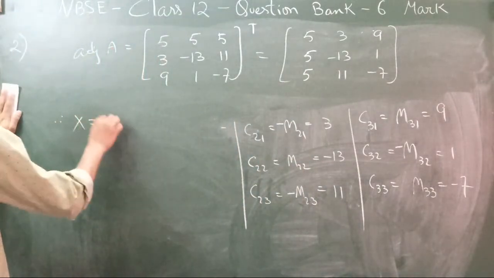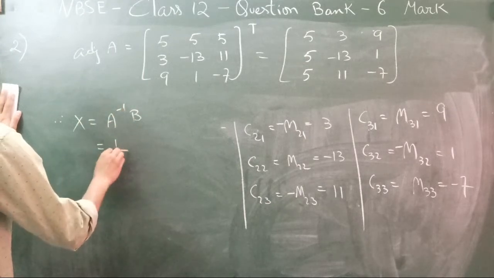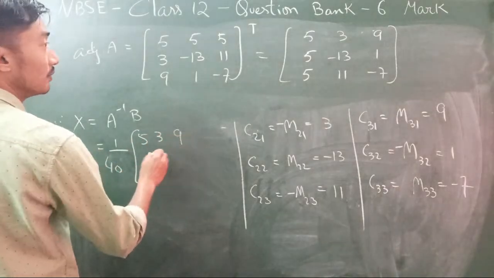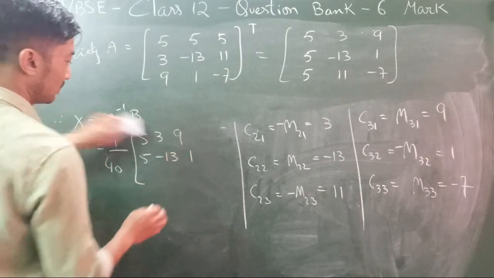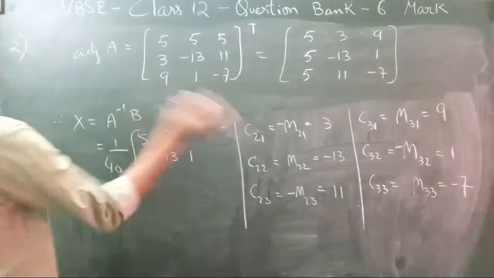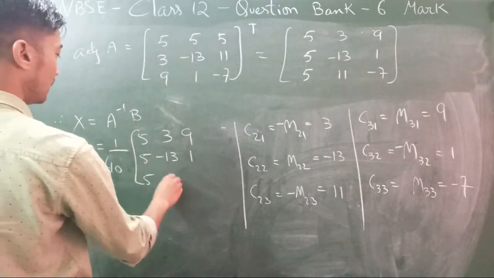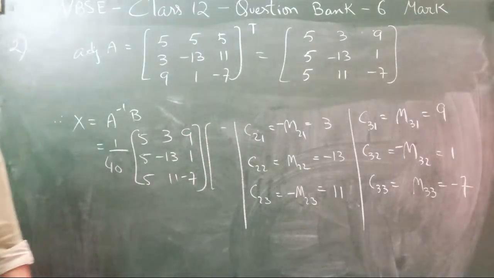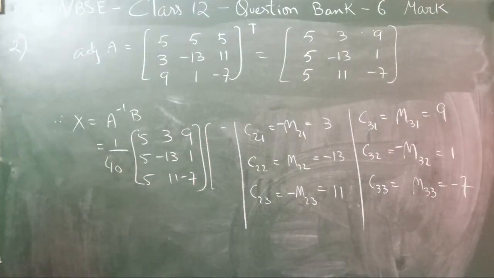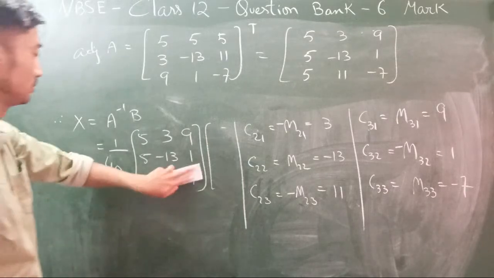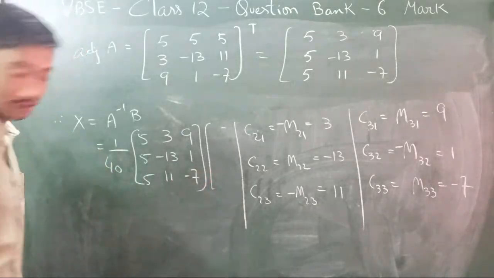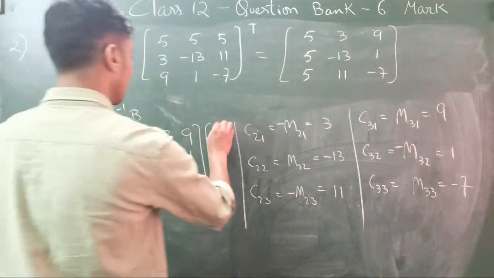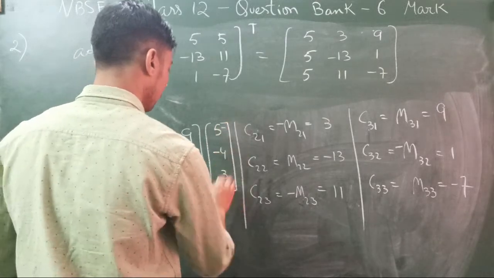So therefore X equal to A inverse of B. So A inverse was 1 by magnitude of A, so that was 1 by 40, into the transposed matrix 5, 3, 9, 5, minus 13, 1, 5, 11, minus 7, into our matrix B. And our matrix B was 5, minus 4, 3.